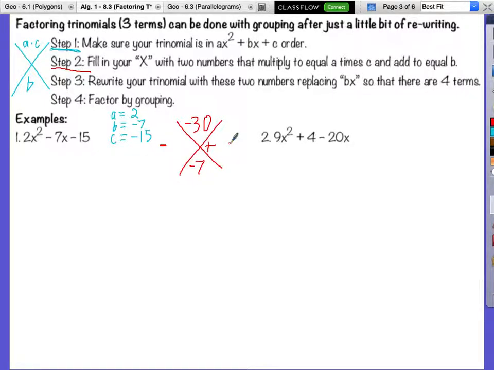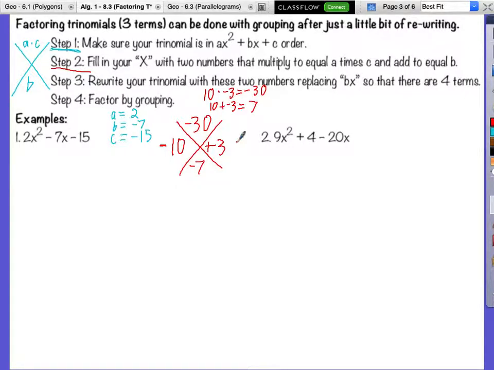Okay, so positive 10, negative 3. Okay, so if we have positive 10 times -3, that would give us -30. And what would positive 10 plus -3 give us? Positive 7. So what might we need to do? Maybe make 10 negative, and the 3 positive, because it's negative 10 times positive 3, still negative 30.